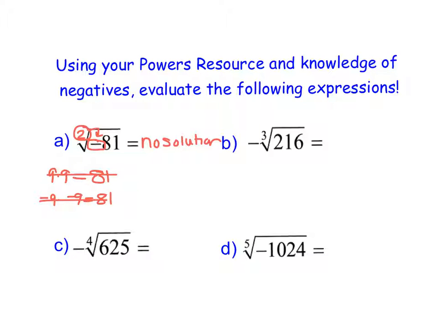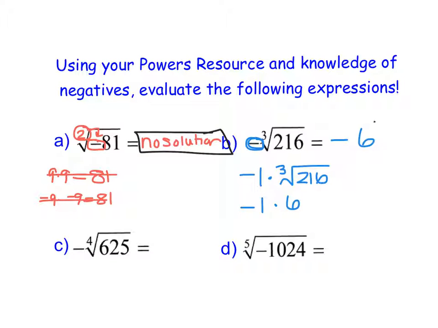Then in part B, I'm noticing here a negative on the outside. That really means a negative 1 times the cubed root of 216. So I'm trying to figure out, what number times itself 3 times gives me 216? If I look down my cubed column, I find that number is 6. So I take my negative out in front, which is a negative 1 times 6, and I end up with negative 6. So here's answer 1.